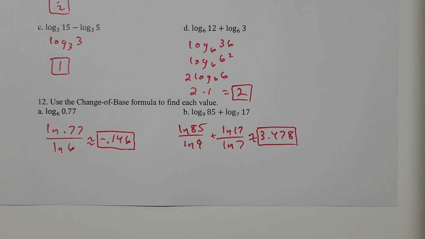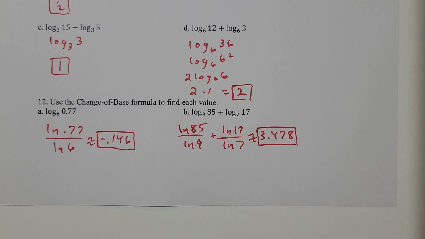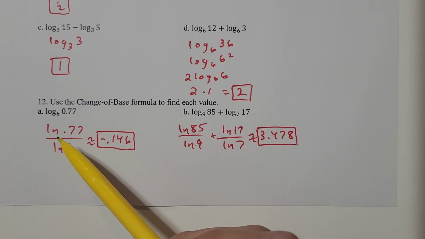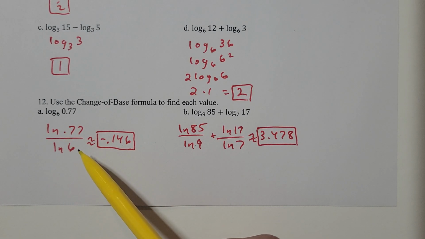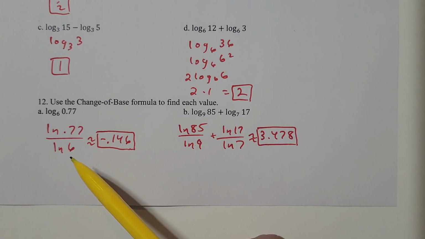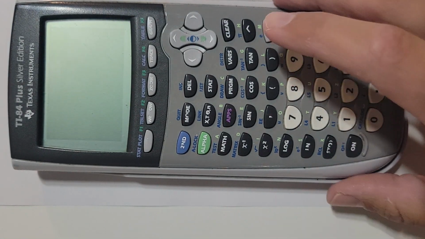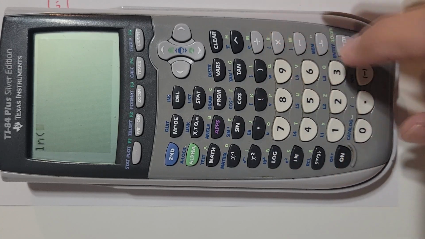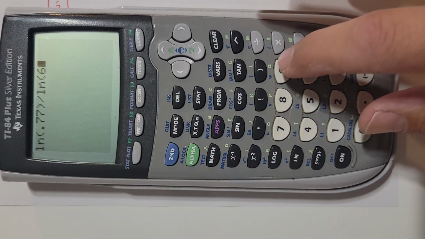Okay, so let's do part A. I've got log base 6 of 0.77. I'm going to change that base 6 to make it a new base e. So I get log base e, which is the same thing as the ln, of 0.77 divided by the ln of the old base. The old base is 6. Let's go ahead and type that in next. We get the ln of 0.77 divided by the ln of 6.